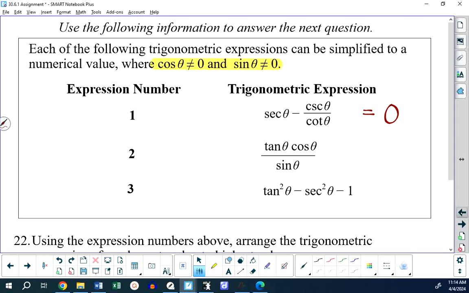And the tricky thing here is, don't confuse these numbers we're getting over here with the expression numbers. Expression number 1 has a value of 0. Now we go to the second one. This second one's going to be easier because there's no pluses or minuses. It's a single fraction already. I am curious, how many of you see that that's equal to 1?